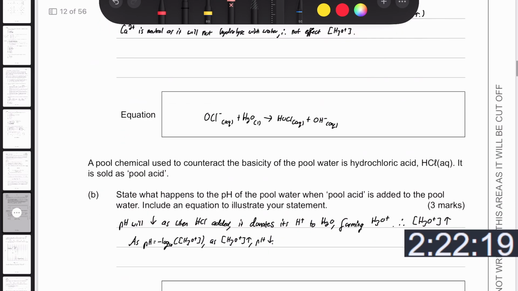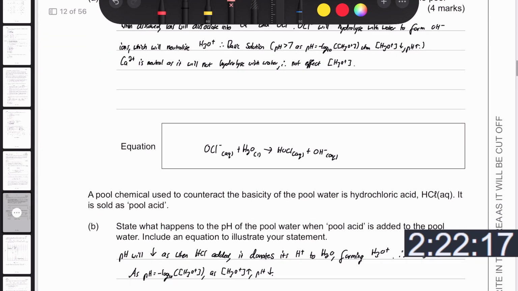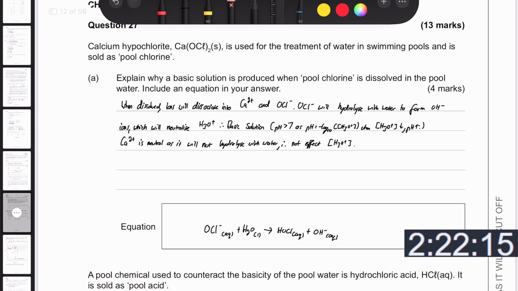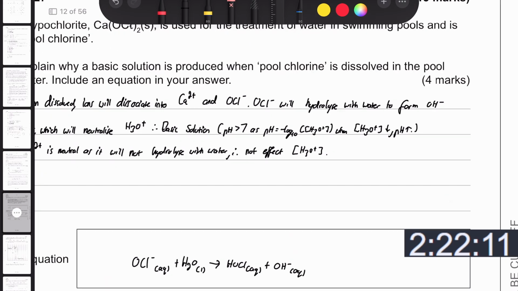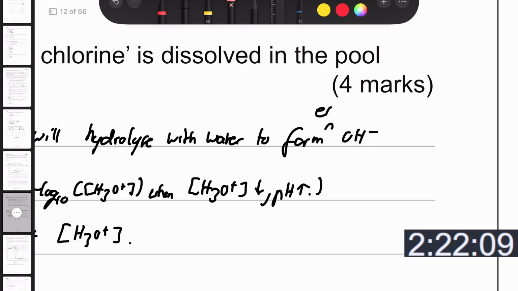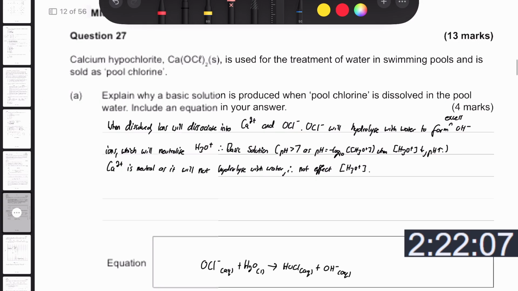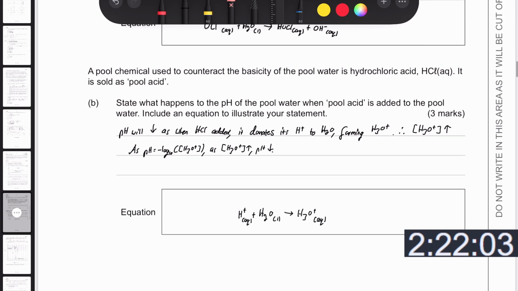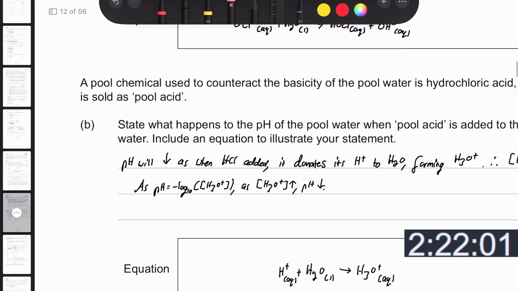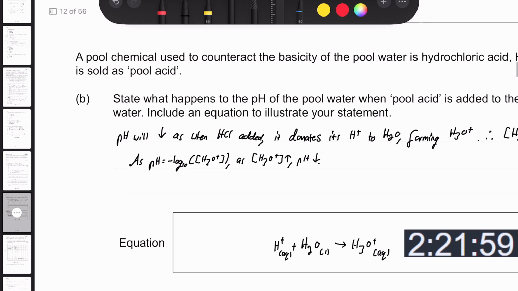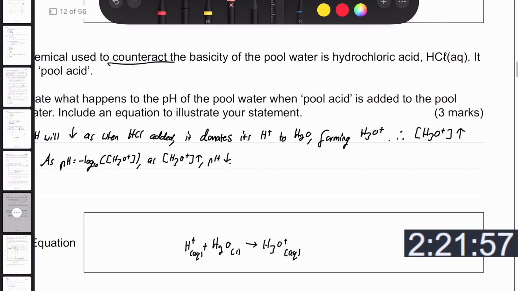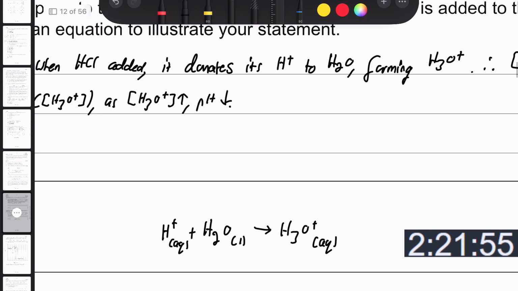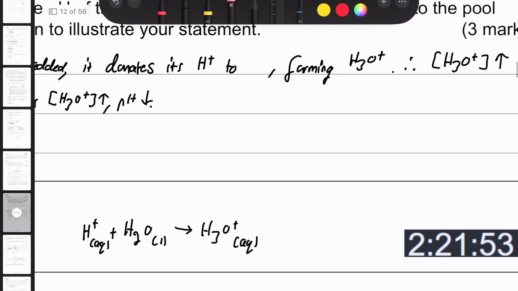Okay. Here, what was I up to? Did I do these? How do I answer these? Form, neutralize, excess. Should neutralize that. Counteract the basicity. Oh wait, it says to counteract. Donates its H plus, H plus from the H2O.